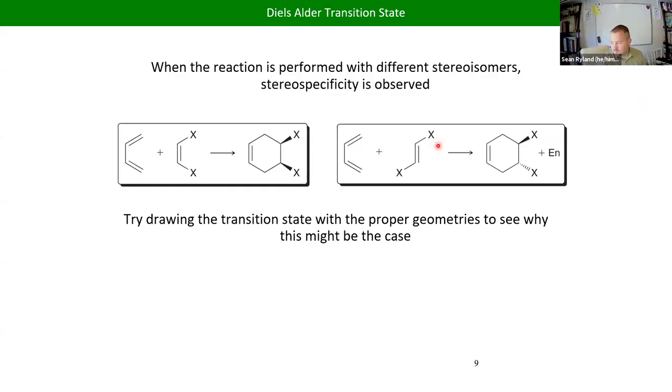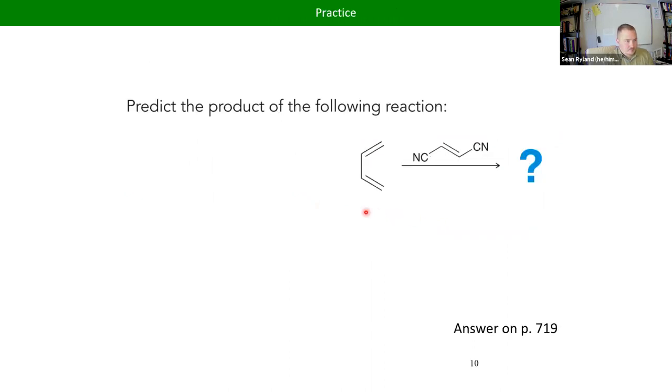And we go back to the share screen. Right? And so if our dienophile has to come in from either top or bottom, that's going to limit which of these possible stereoisomers we're going to get. So let's practice. If we had a dienophile that had two nitriles attached, two cyano groups attached, what product are we going to get?